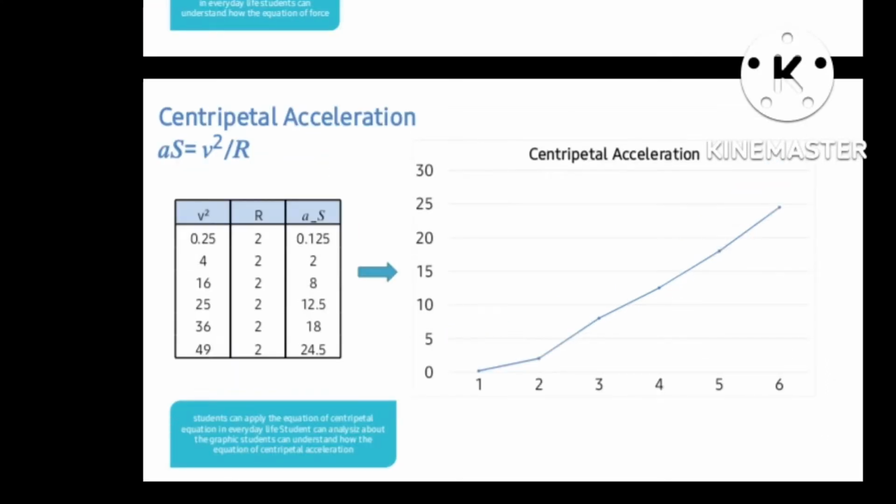Next slide is centripetal acceleration. The formula for centripetal acceleration is the tangential or linear velocity, symbolized by the letter v, squared, divided by r, or the radius. If the tangential or linear velocity is 0.25 and the radius is 2, then the centripetal acceleration is 0.125. The centripetal acceleration is found when the tangential or linear velocity is divided by the radius. This graph shows that the graph is increasing.